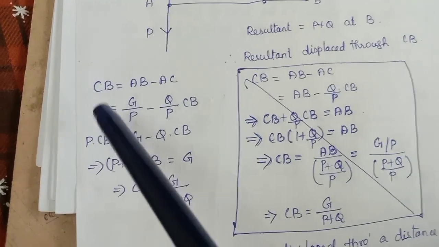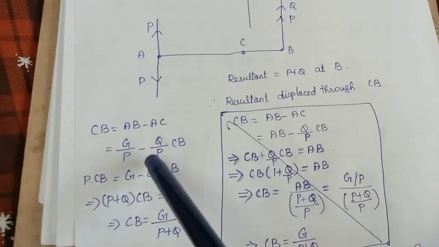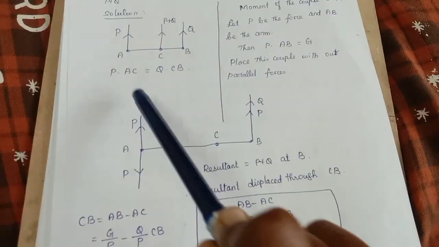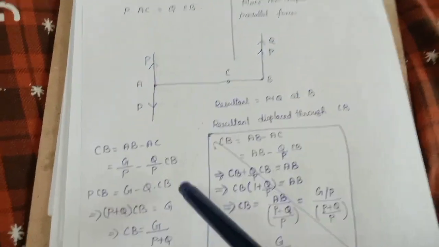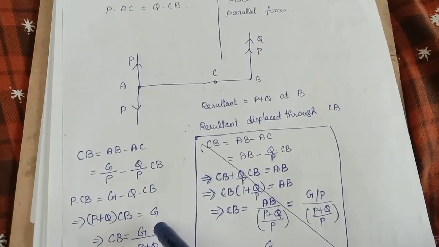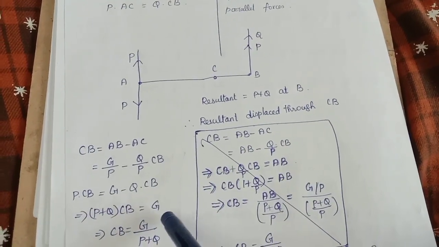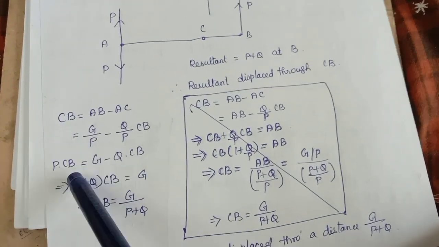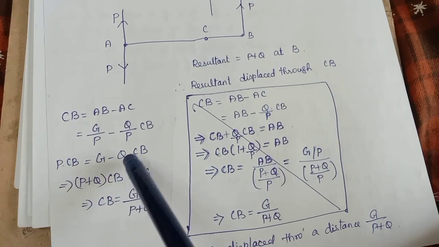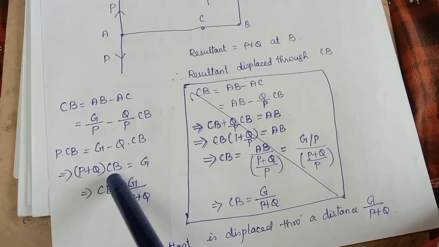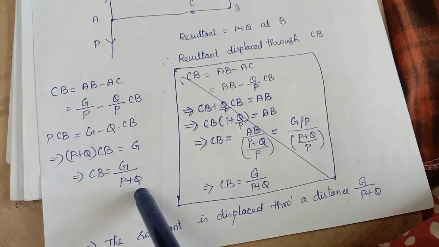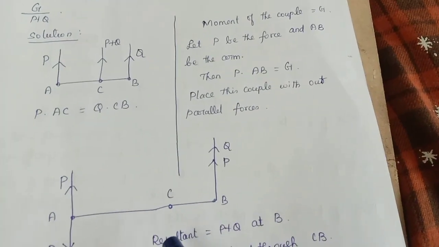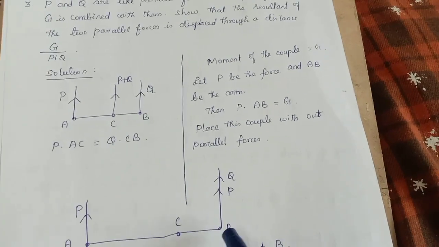Now look at this part alone. So CB equals what? AB minus AC, no? For AB, I am going to make use of this result, G by P. And for AC, I am going to make use of this result, Q by P into CB. Now throughout you multiply by P. So P into CB equals G minus Q into CB. So P plus Q into CB equals G, or CB equals G by P plus Q. Therefore, the resultant P plus Q is displaced through a distance, what? G by P plus Q.